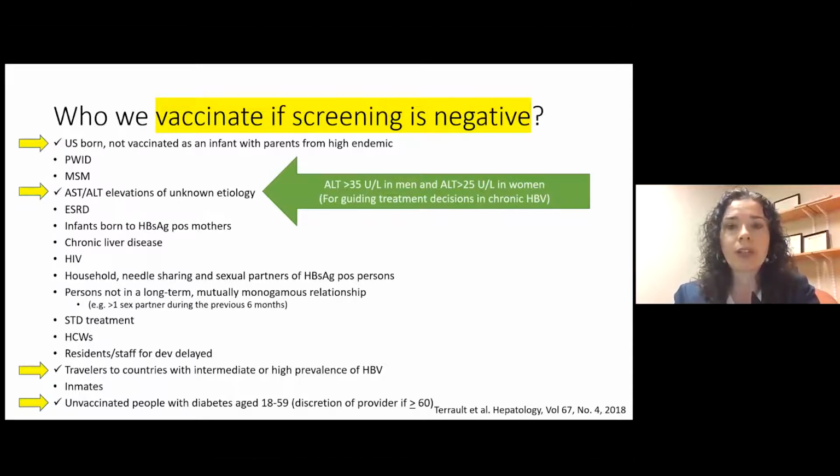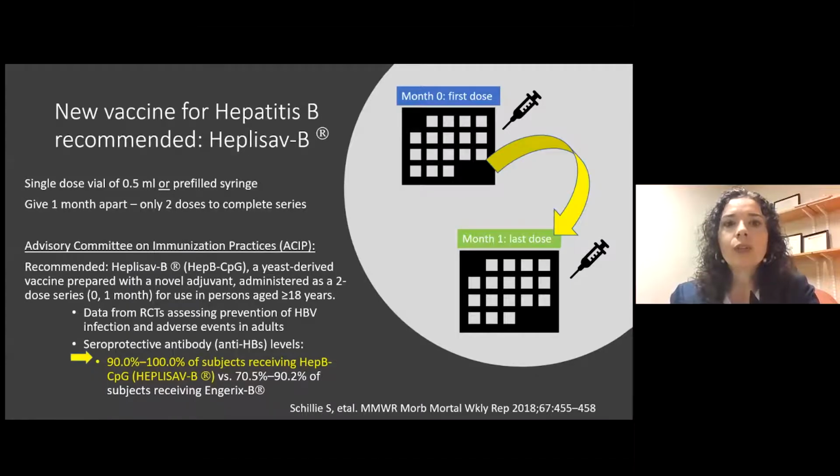There's a new vaccine for hepatitis B that was released in 2018 called Hepatitis B, and it's very convenient and effective. It's a single dose vial of 0.5 mLs, or it comes in a pre-filled syringe. It's given 1 month apart. So month 0, you give one shot, and then a month later, you give the second. And so there's only 2 shots needed to complete the series, which is highly convenient for patients. The details of the vaccine are listed there.